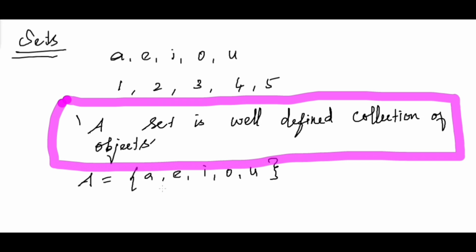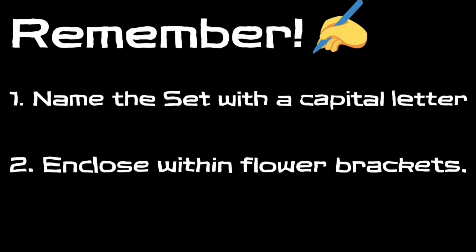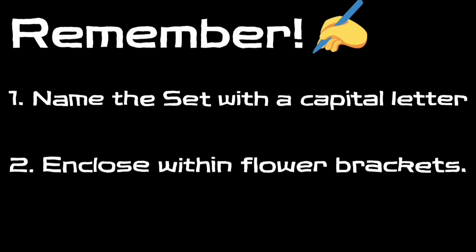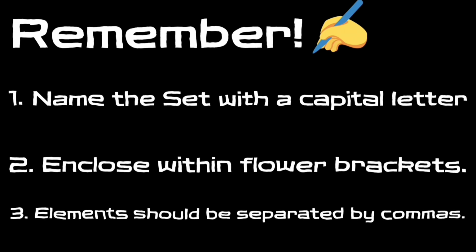The objects in a collection are generally called elements in sets. So A is an element, E is an element, I is an element, O is an element, U is also an element. And the elements should be separated by commas. First thing, we have to name the set with a capital letter. Second, the collection should be enclosed by flower brackets and the elements should be separated by commas.